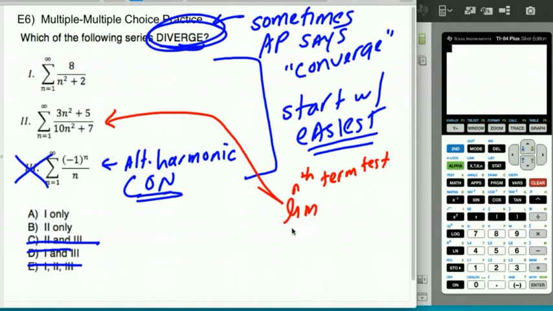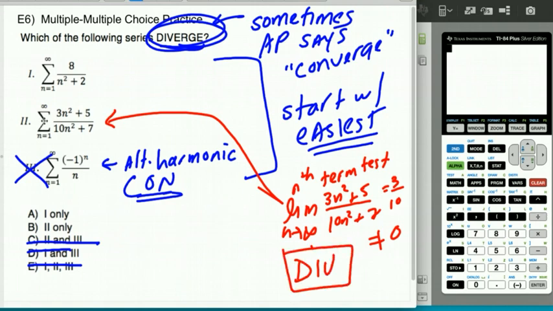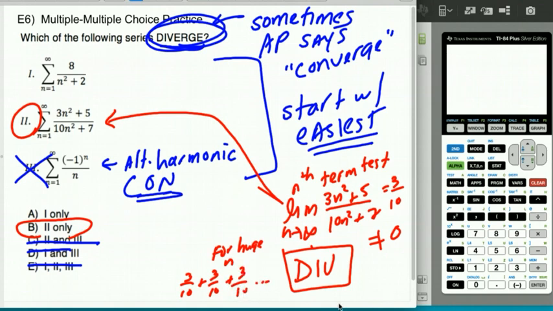If I look at the limit as n approaches infinity of (3n squared plus 5) over (10n squared plus 7), I get 3/10, which is not equal to 0. So this thing has to diverge. This one has to diverge, which tells me it's got to be B because there's no other option. What's essentially happening is, for huge n, I'm just adding 3/10 forever. That's what's happening for these big values, so that's obviously going to be infinitely large. If you were trying to figure out whether this converges or diverges, at that point you're done.